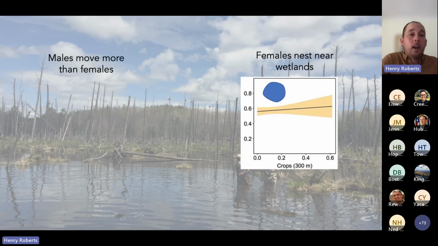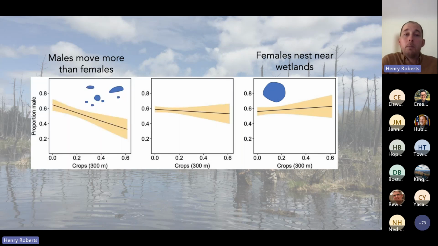On the other hand, some studies have suggested that males may move more than females, and they may move between wetlands more than females, and this could lead to greater mortality in these less aggregated contexts. So this could explain why we see a more female-biased population in these contexts.